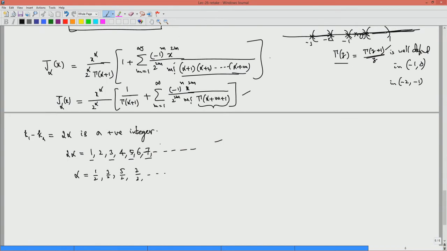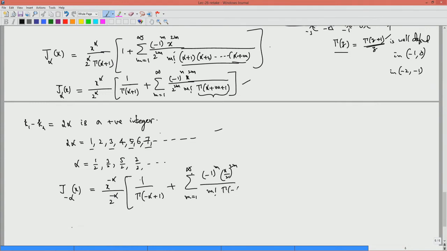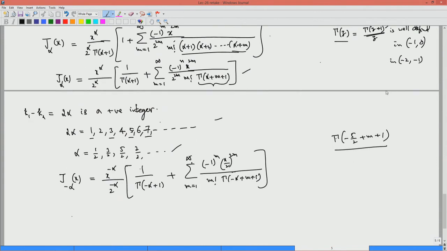Even if I choose alpha as negative, that is, let us take J minus alpha, just replace alpha by minus alpha. What you have is J of minus alpha equals x by 2 power minus alpha, 1 by gamma of minus alpha plus 1, plus sigma m from 1 to infinity, x by 2 power m divided by m factorial gamma of minus alpha plus m plus 1. Okay. So when alpha is one of these values, consider gamma of minus alpha plus m plus 1. Let us take 5 by 2: minus 5 by 2 plus m plus 1. This can be a negative number when m is 1, okay, but it is never a negative integer, so this is never one of those bad values, especially when alpha is this one.